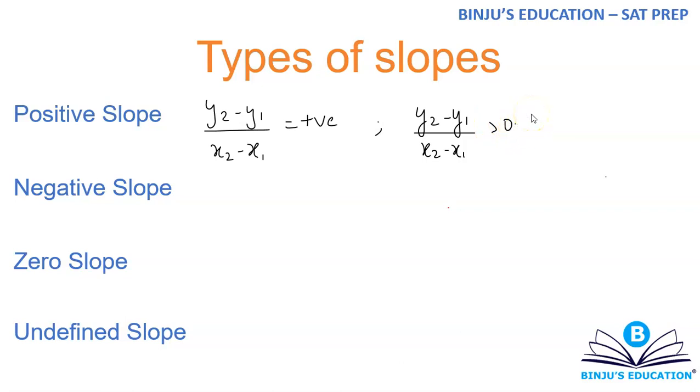When I taught you inequalities, I told you that if you have something like a by b greater than 0, then you want either both a and b to be positive or both a and b to be negative.